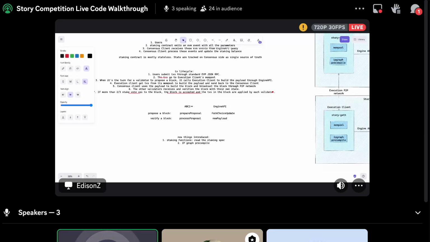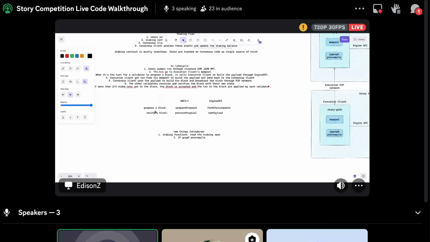And here I also wrote this to help you understand the most important functions in the code in Story, which is that CometBFT has this ABCI++ kind of interface, and Ethereum has this engine API interface. One thing is that both of them are doing similar things. Basically, there will be a time that you need to propose a block, right? And there's a time that you need to verify blocks.